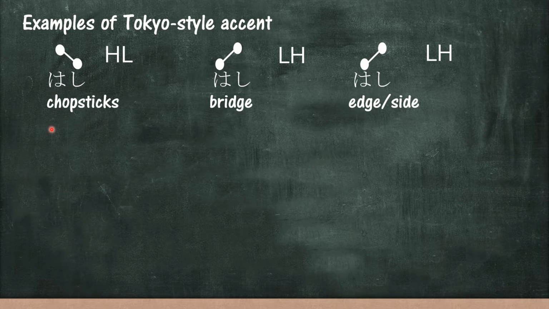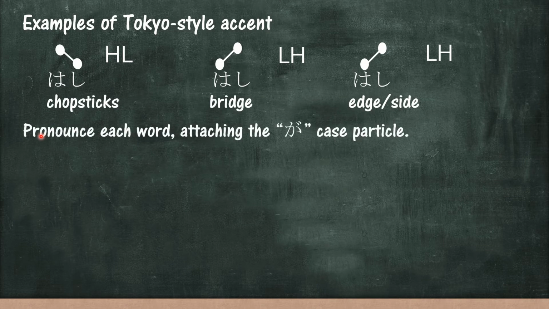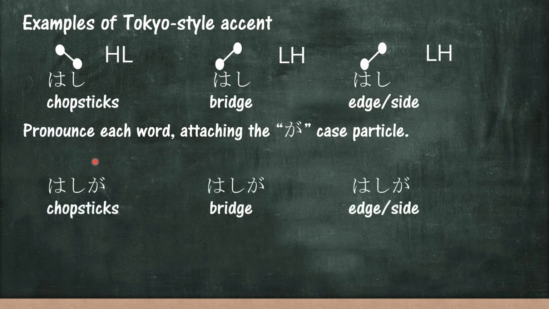Now let's pronounce each word attaching the ga case particle. So the first one is chopsticks again. Hashiga, hashiga. High, low, low pattern.